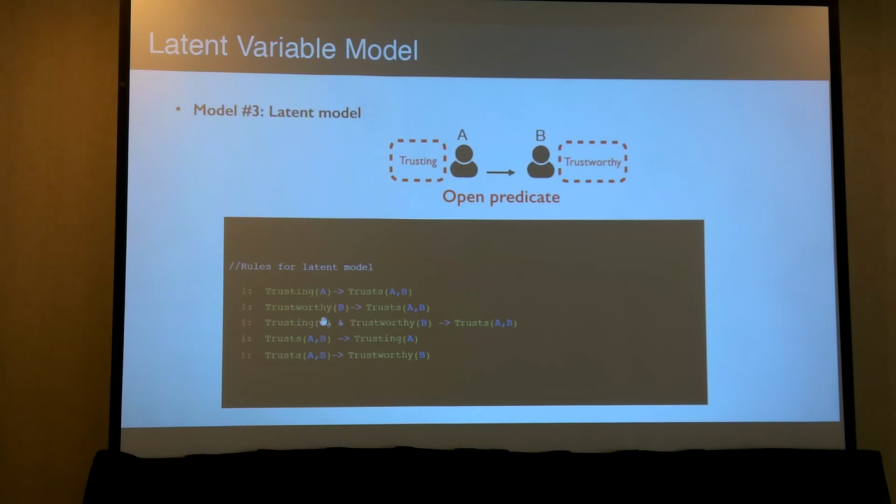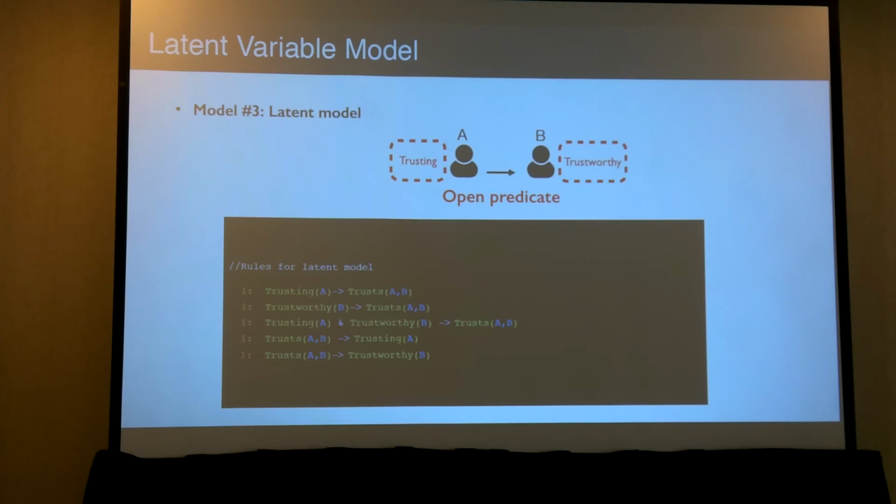We are saying that if a user A is trusting, that user is trusting everyone, right? So if a user is trusting, it's going to trust all the users, most likely. And if a person is trustworthy, people are trusting that person, so we can infer it. If a person is trusting and a person is trustworthy, it could be the trust relation between these users, okay?